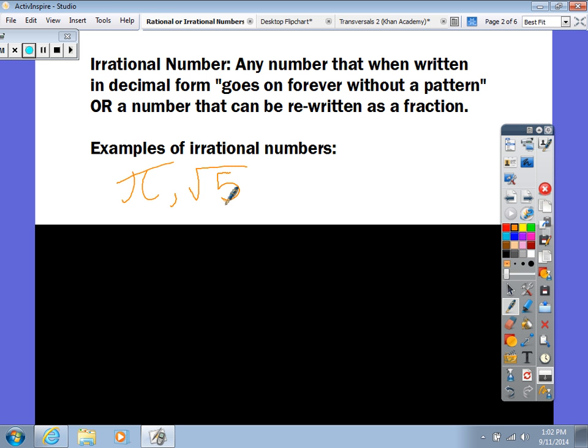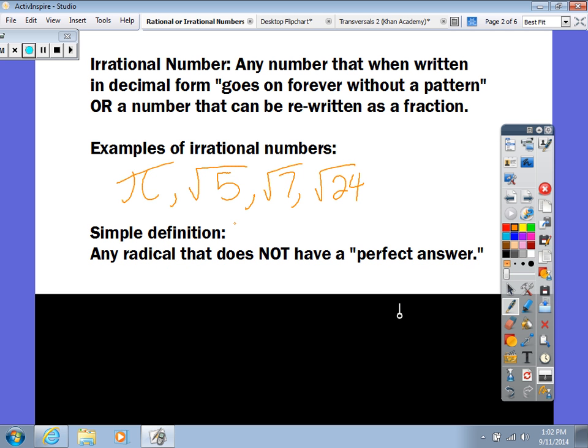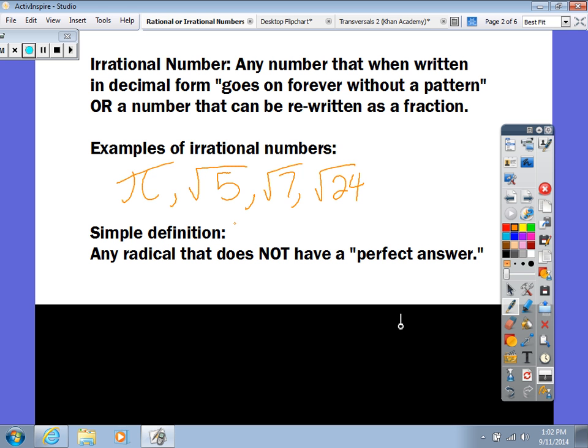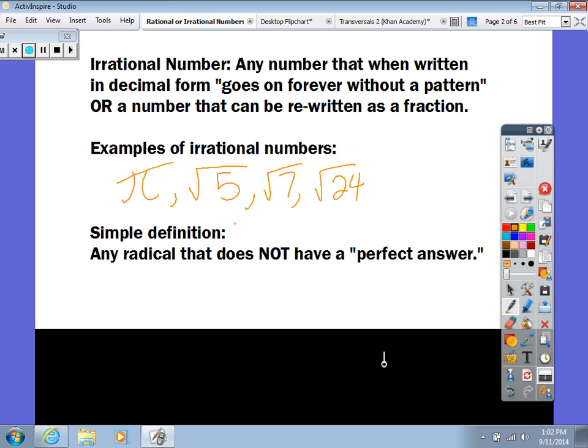So some other examples of irrational numbers would be like square root of 7, square root of 24. All of these don't have perfect answers. So here's Ms. Fruget's simple definition that you will definitely not find anywhere in a math book. But my simple definition just says that an irrational number is any radical that does not have a perfect answer. And by that I mean, I don't know what the square root of 24 is. I don't know what the square root of 7 is.